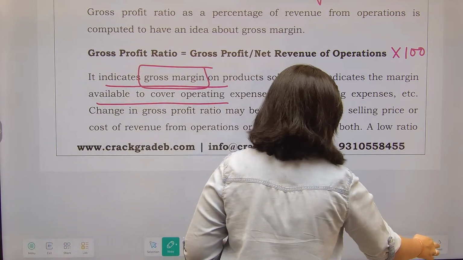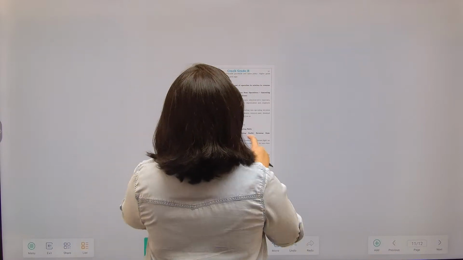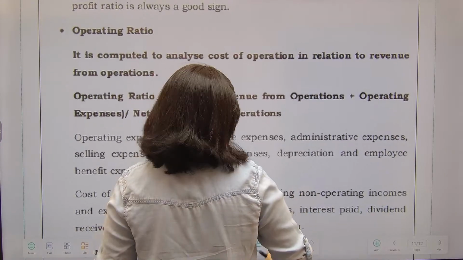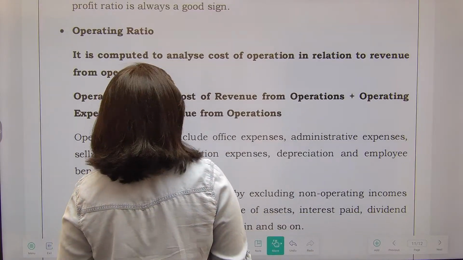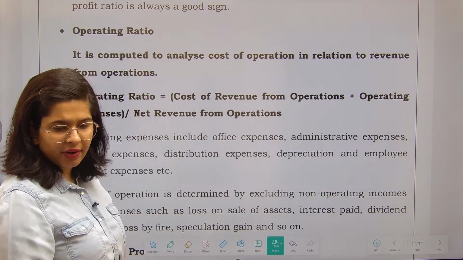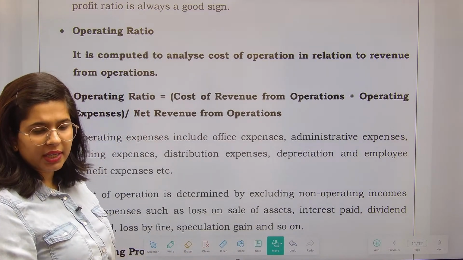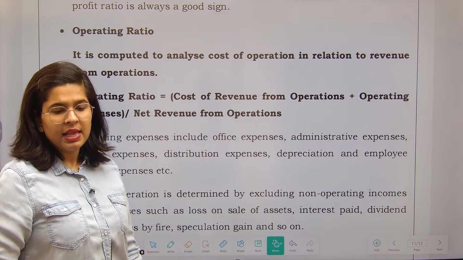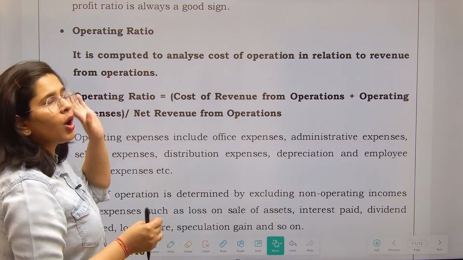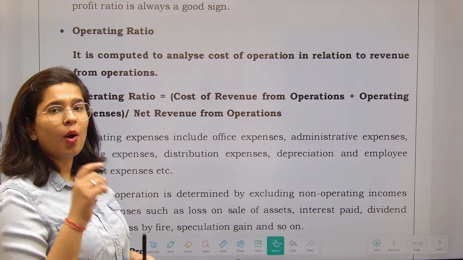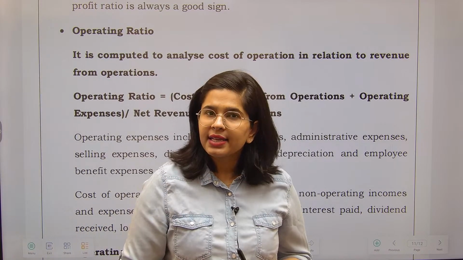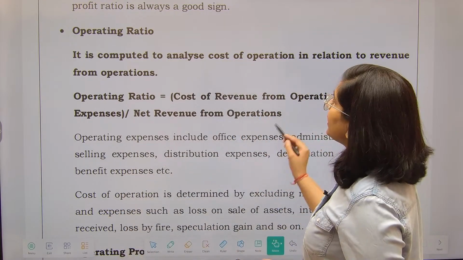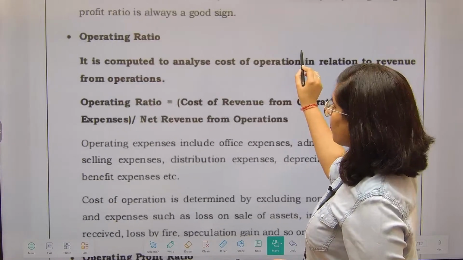Now next is the operating ratio. Operating ratio is a kind of expenses related ratio, but this is included in profitability ratio. Why? Because we will see there is an operating profit ratio as well. So there are two ratios. Number one is operating ratio, and after that we will see an operating profit ratio. What did I say? Operating ratio and operating profit ratio. So operating ratio tells you what the costs of operations are.